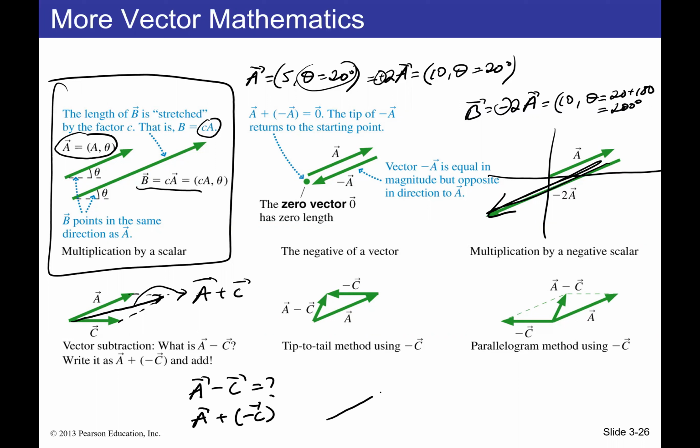That means you take your vector A, but vector C is changed in direction. So this will be your vector C, and the resultant will be this one here. So A minus C is the same as A plus negative of C, and you can still use the tip-to-tail method or the parallelogram method to construct that. In the parallelogram method, instead of tip to tail, you connect them at the tails, create a parallelogram, and the diagonal line will be your resultant.